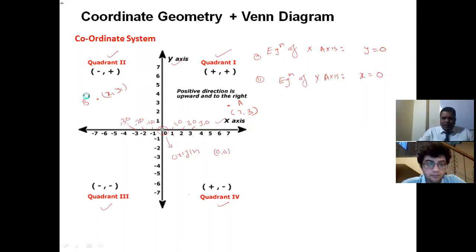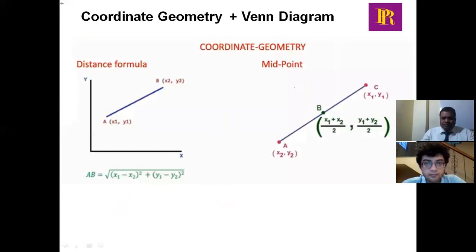Okay. Now let's go to the next page. Here are 2 points. One point A is given as x1, y1. The other point B is given as x2, y2. If we join these 2 points, what is the distance between them? This is the distance formula. Please make a note. Under root x1 minus x2 whole square plus y1 minus y2 whole square.